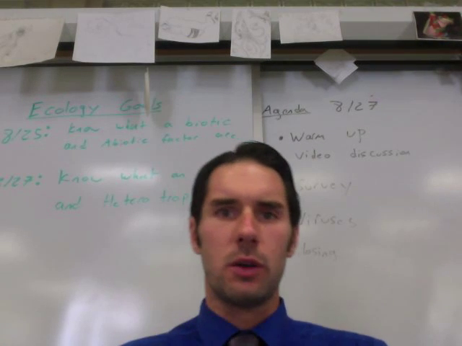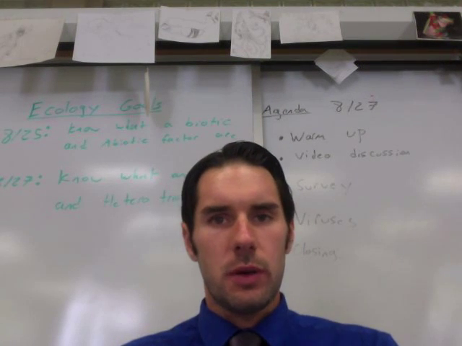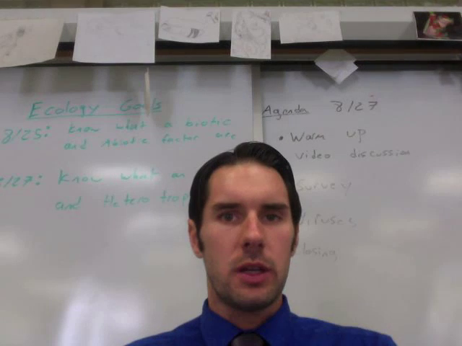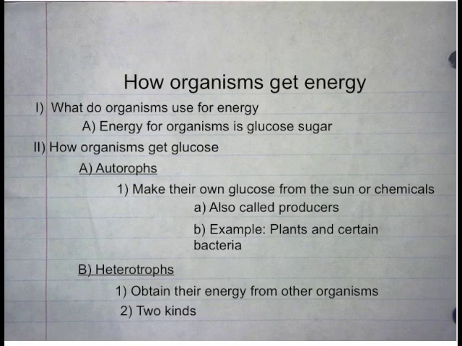Organisms that don't make their own food, for example, people, cats, dogs, or other animals. Since we don't have the ability to do that, we need to have another way to get our energy. For that, we need a different name. Heterotrophs obtain their energy from other organisms.